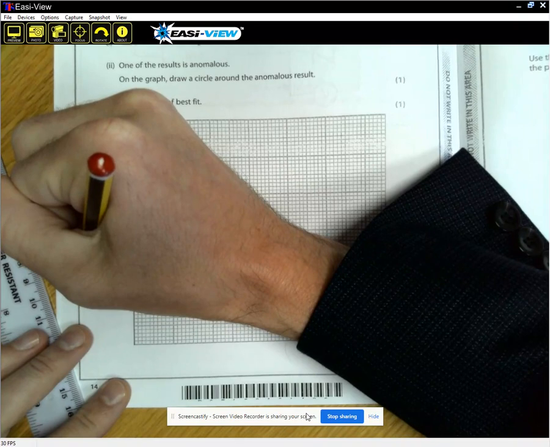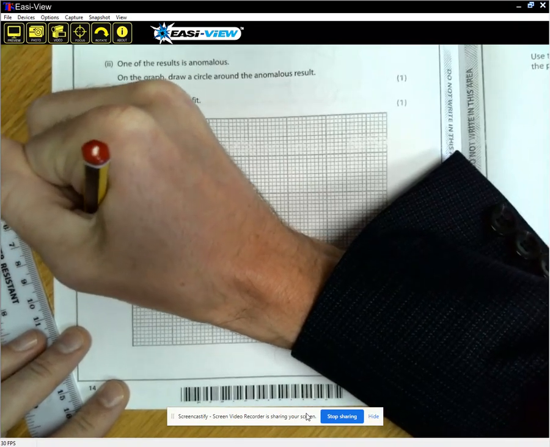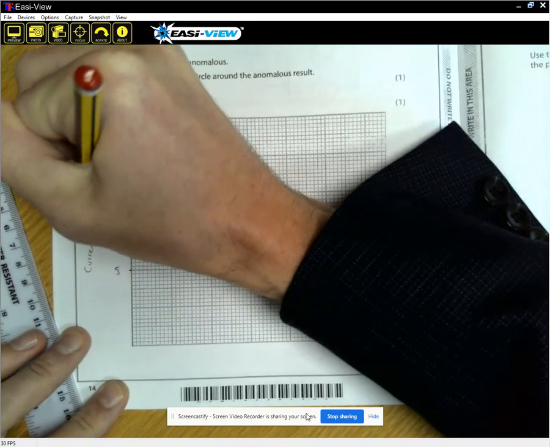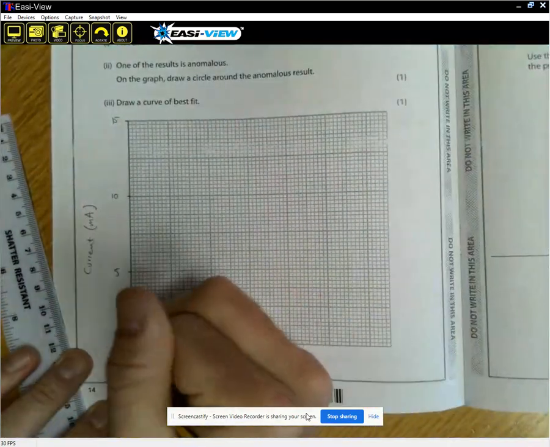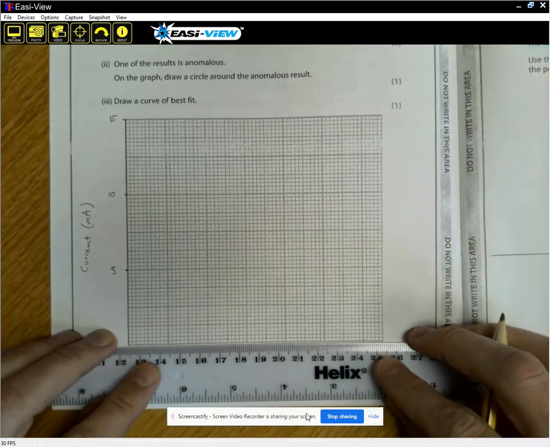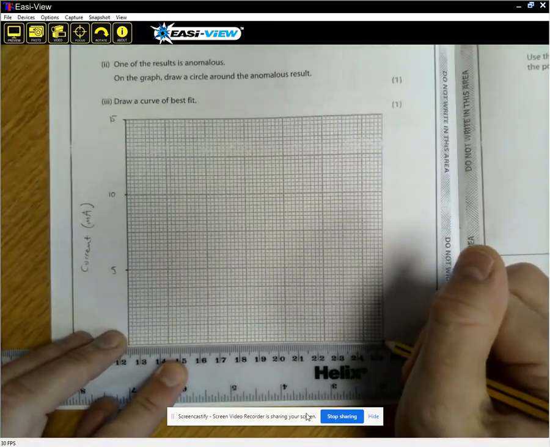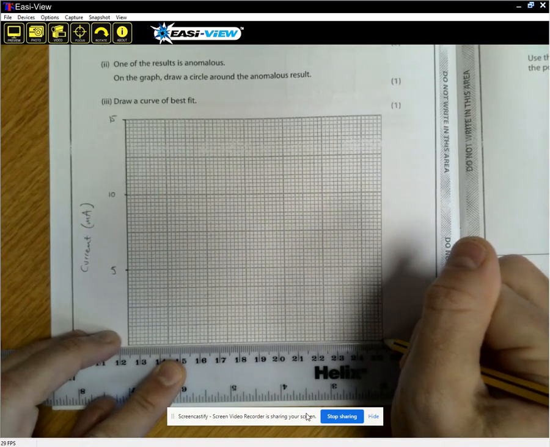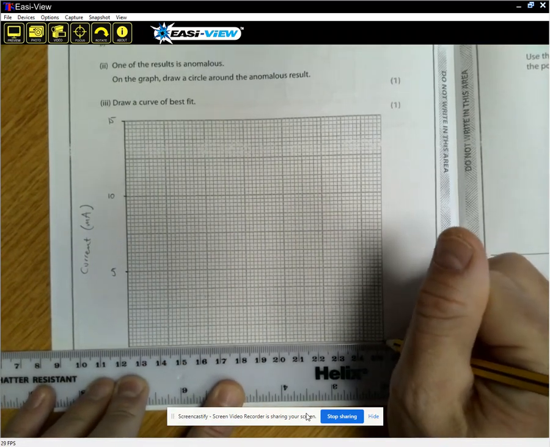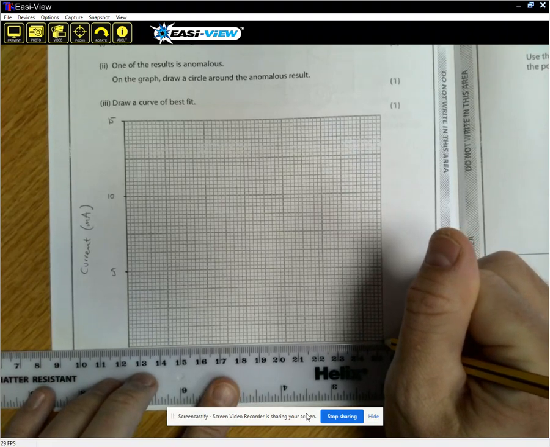I need to write in that this is the current, and I need to write what the units of current are, and they are milliamperes, so milliamps. This value is 0, because we have a 0, 0 value that we have to fit in. We have to plot. Lots of people forget to plot 0, 0, or they have a discontinuity with their scale.